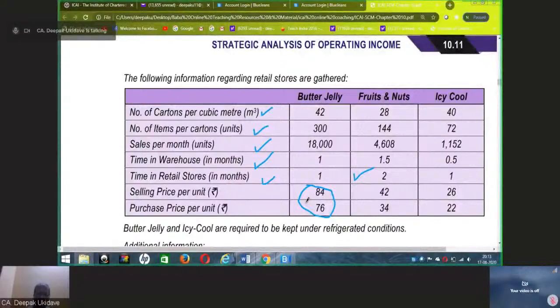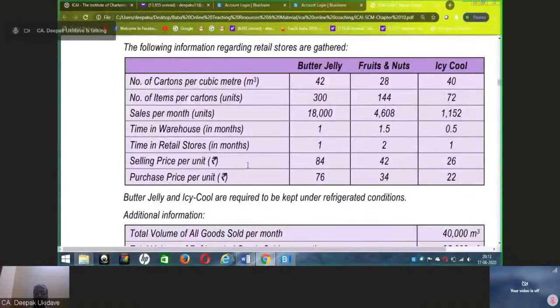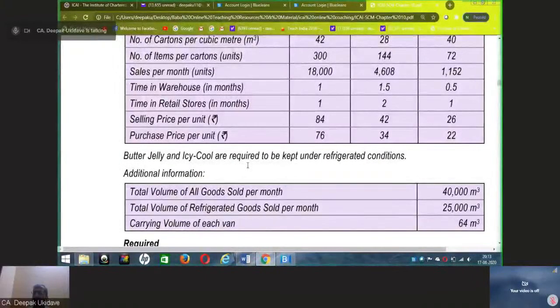That is the point. Butter jelly and IC cool are required to be kept under refrigerated conditions. So please understand the peculiar requirement of these products, butter jelly and IC cool. They have to be kept in cold storage. Fruit and nuts can always be kept in general storage, and you can always transport them in general vans. That is also possible. Some more data is given to you below this, and that is additional information. Total volume of all goods which are sold per month is 40,000 meter cube. This is the total volume of all goods. And total volume of refrigerated goods sold per month is 25,000.